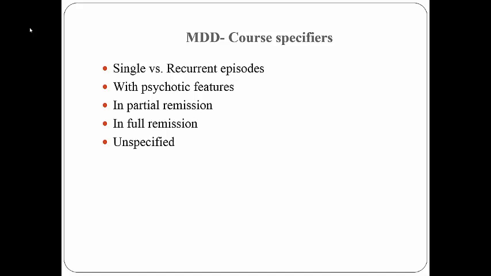in partial remission. If it has been more than 2 months, you're in full remission. And so you would want to specify that as well. And then if you don't know, right, you don't know if it's single or recurrent, then you can put unspecified.